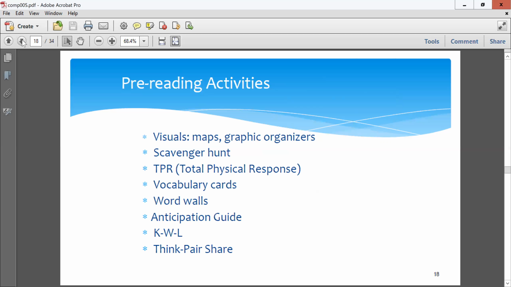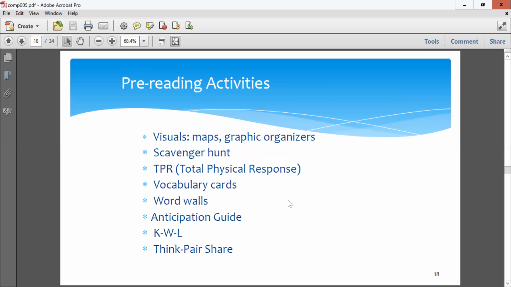And the anticipation guide could have true or false statements, agree or disagree. And you visit that prior to reading, and then you revisit that after reading. So that would also be a post-reading strategy to see, did my opinion or my answers change as a result of the actual reading?